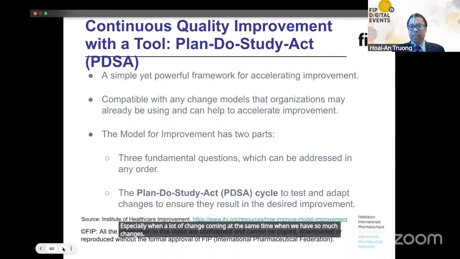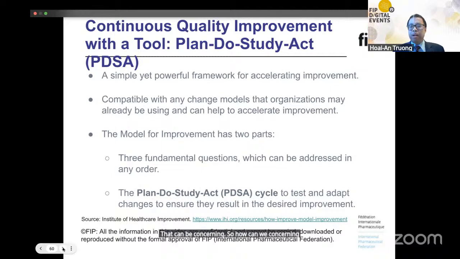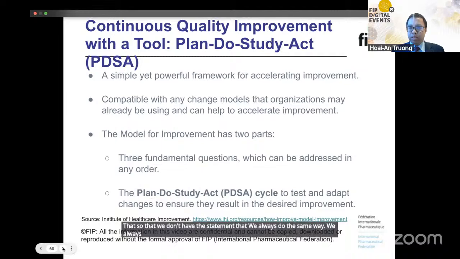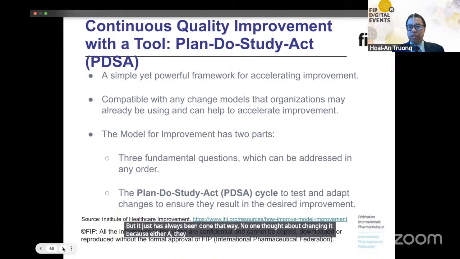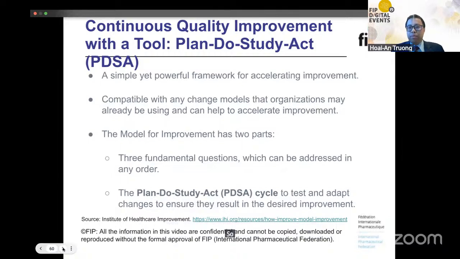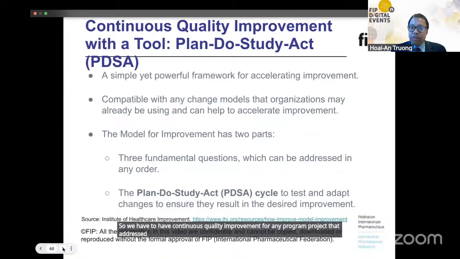That can be concerning. So how can we put it in a positive way so that we don't have the situation where if we always do the same way, we always have the same result? Meaning sometimes the way we do is not the way we want, but it just has always been done that way. No one thought about changing it because either A, they are afraid of change, not resistant, afraid of change, or B, they do not know how to change. So we have to have continuous quality improvement for any program or project that addresses patient health improvement or the improvement of the health of the entire population.